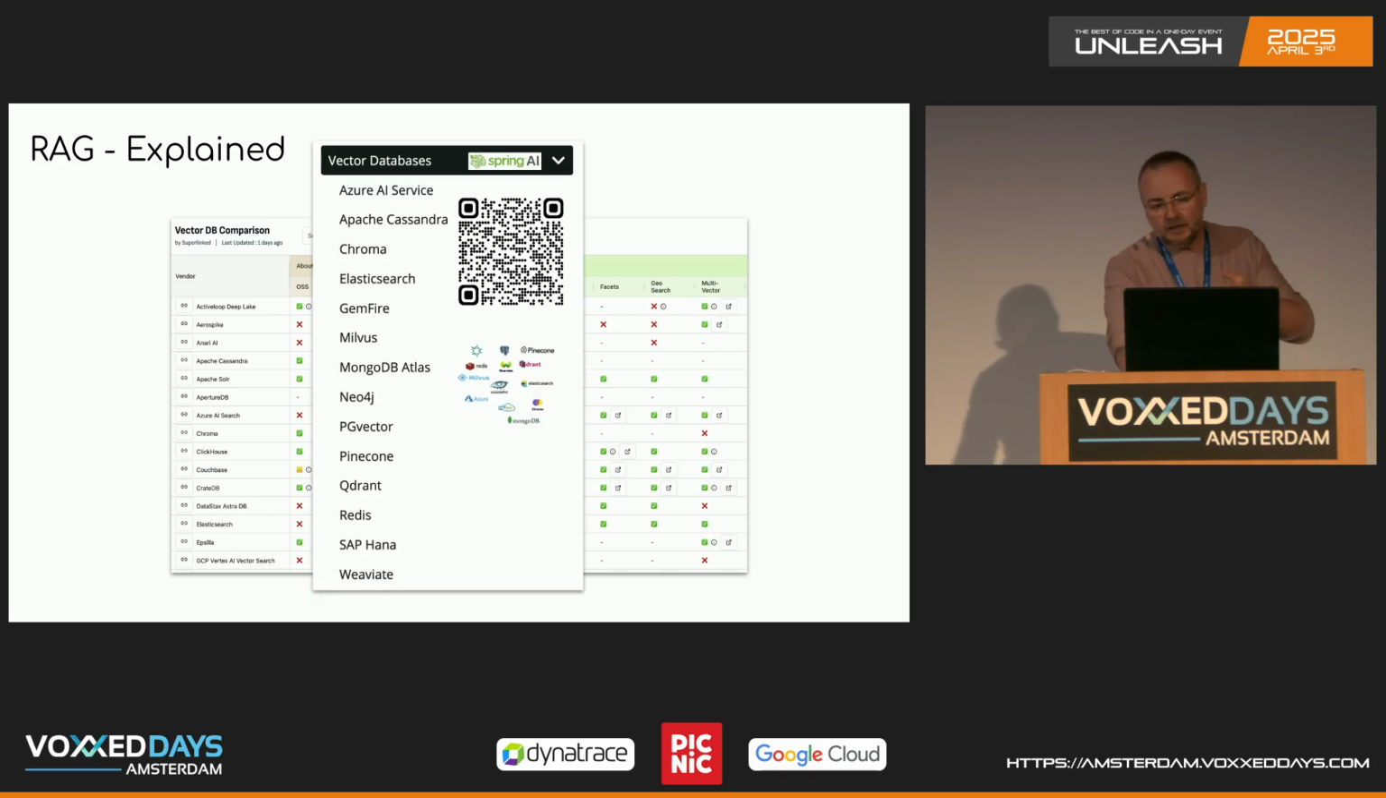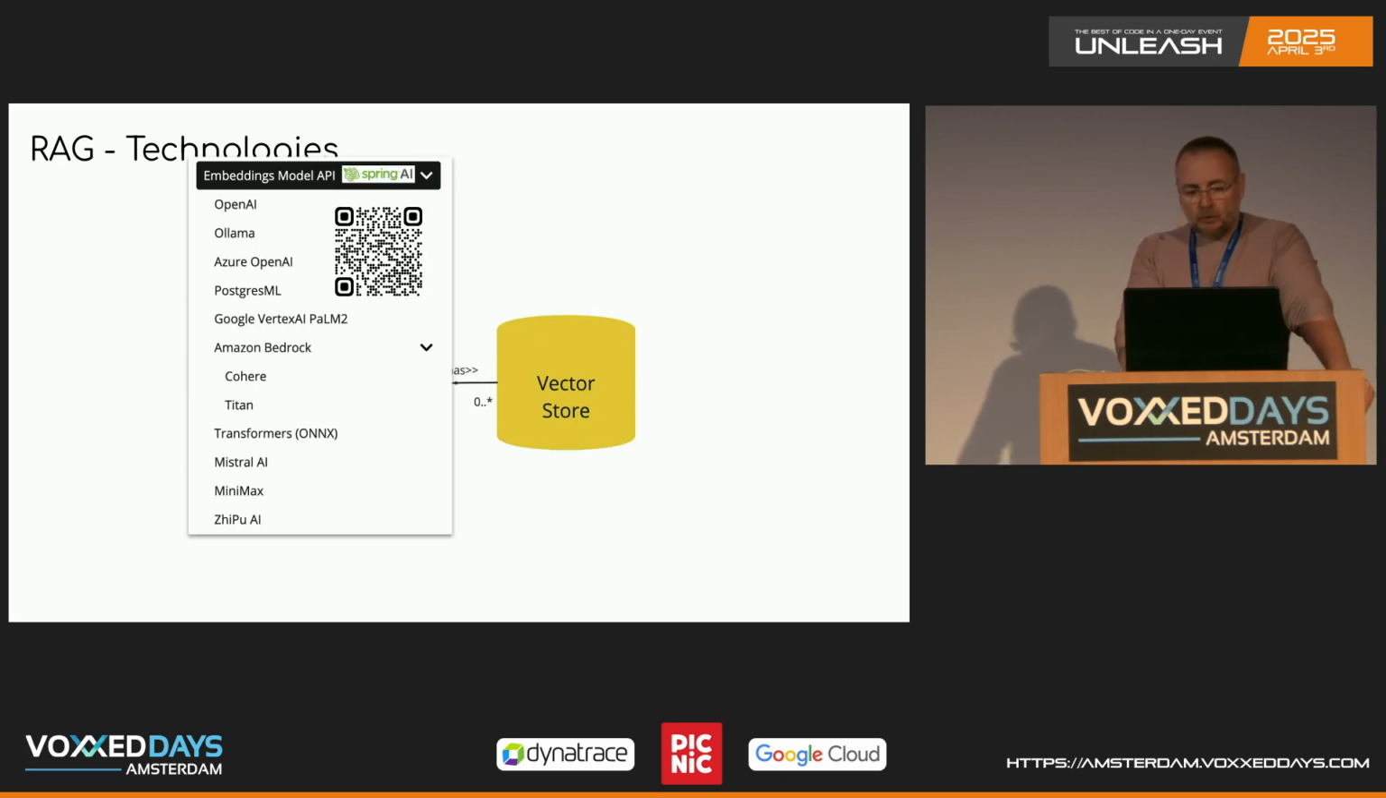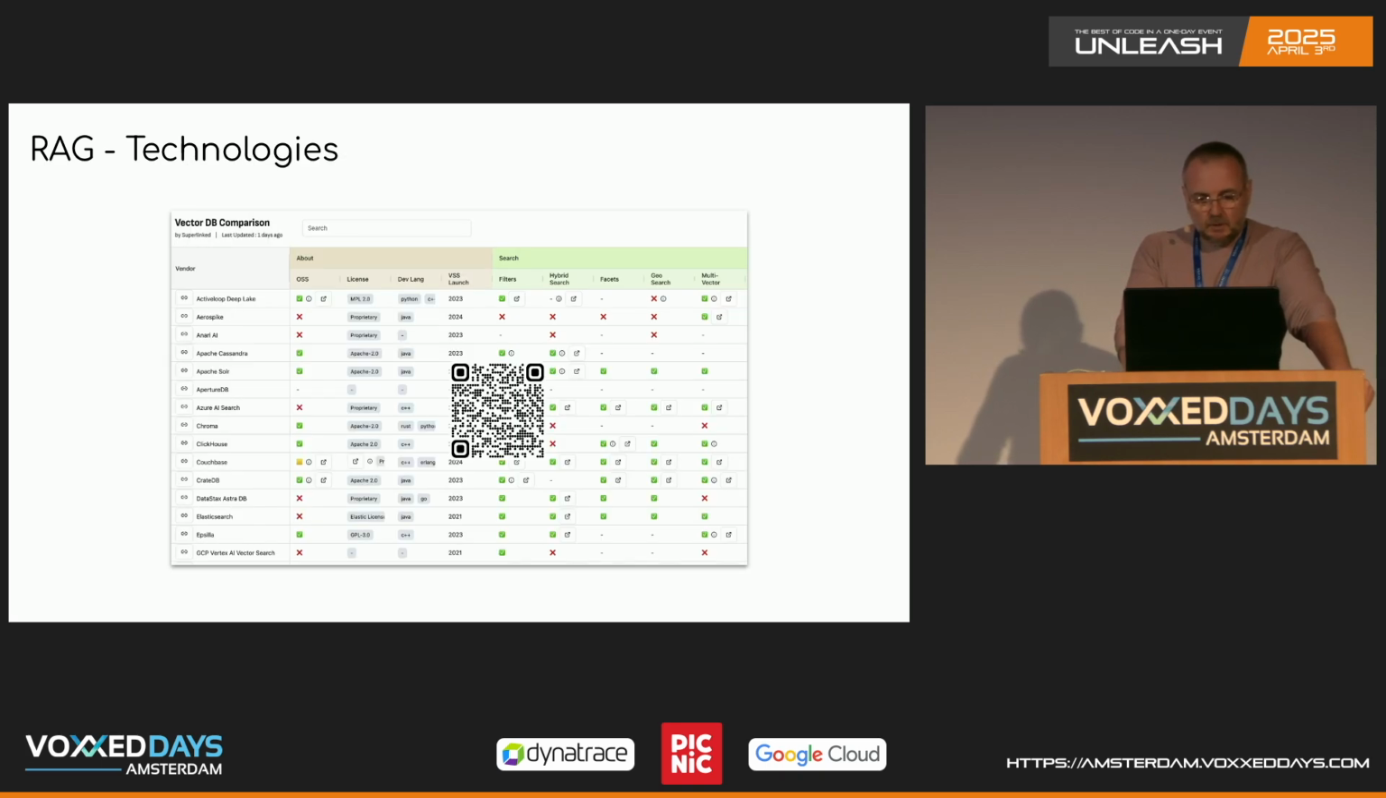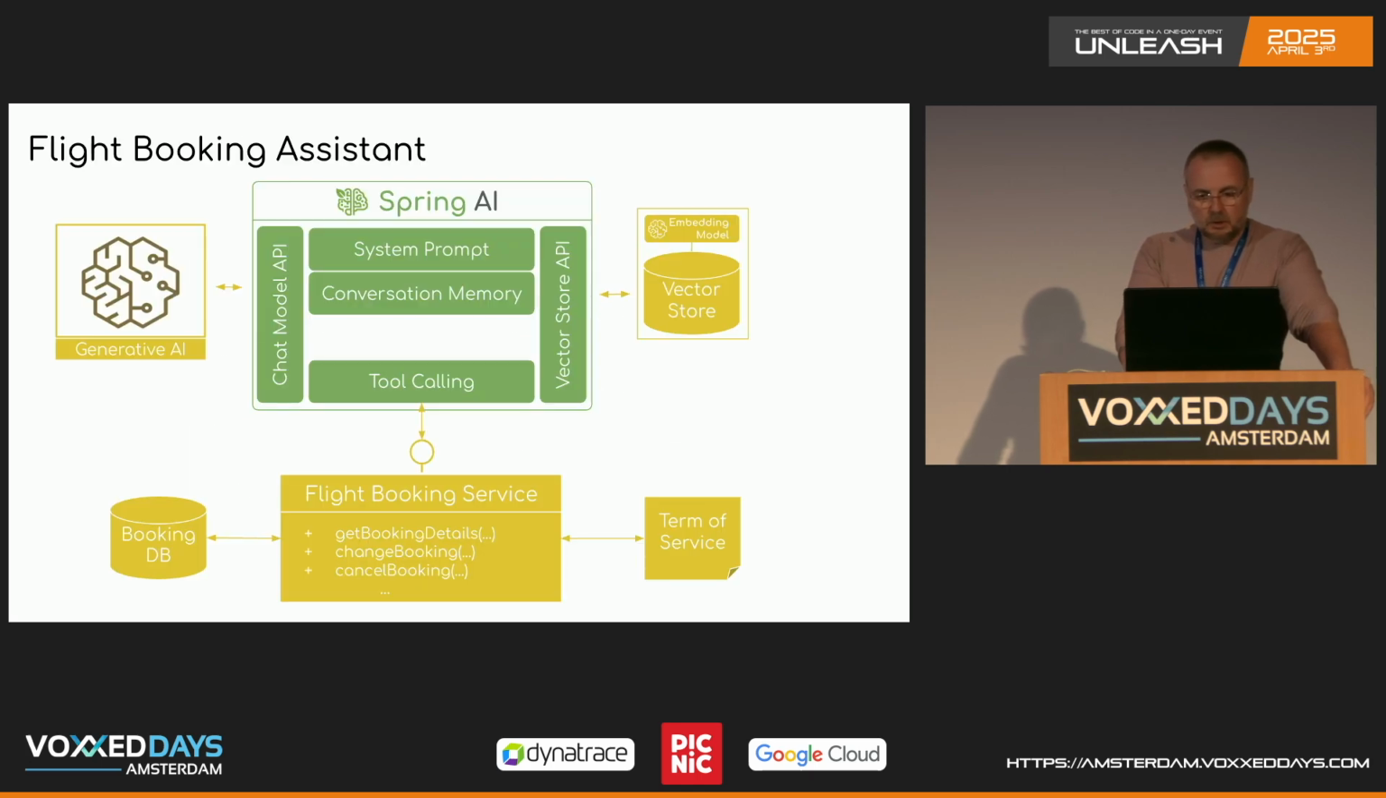Again, for the purpose of Spring AI, we provide integrations for most of the important databases you can think of. And again, this is from last year's release, so it's very outdated. Altogether, this allows us to perform something called RAG.